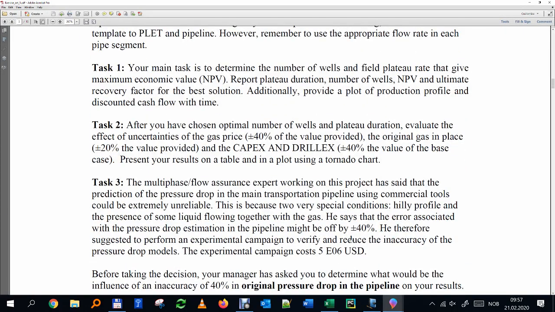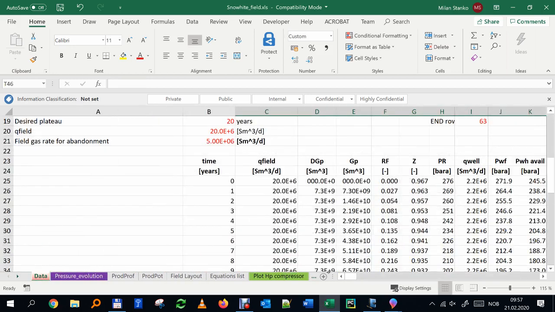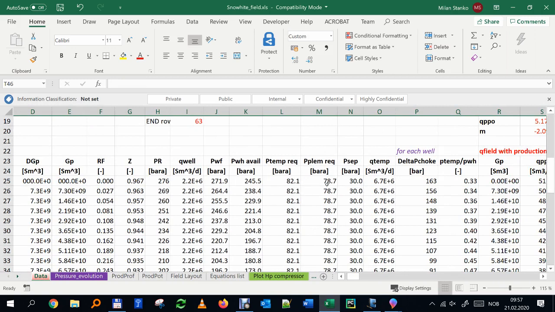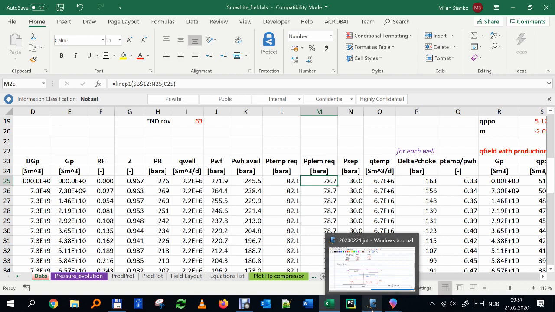So you want to see the effect on your pressure drop calculation, in our case we are using this simple dry gas equation, from P separator to P plem, okay, this equation line. What happens if that equation is off by plus minus 40%? Okay, if it's plus 40%, it should give you a higher pressure drop. If it's minus 40%, it should give you less pressure drop. That will change the end of your plateau. So you see if it's really worth making the investment for that, how much that change in plateau is going to affect your results.